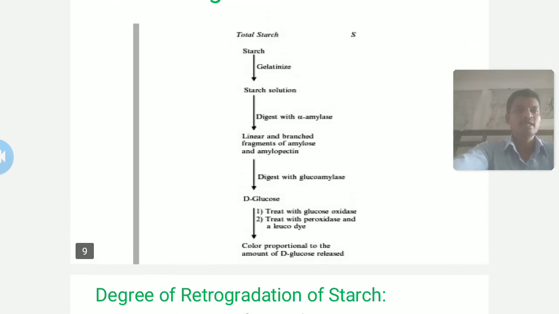Then that D-glucose is treated with another enzyme, glucose oxidase, and again treated with peroxidase and a leukodye. So you will get a color proportional to the amount of D-glucose released. Okay, and it is estimated spectrophotometrically or colorimetrically. So the color dye is produced and estimated with the help of a spectrophotometer. So this is the procedure for estimation of total starch.